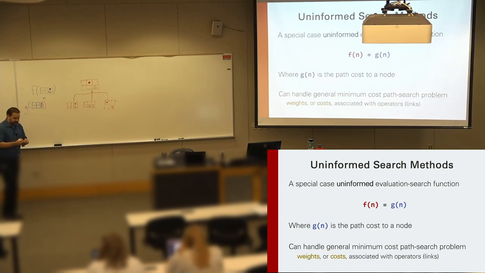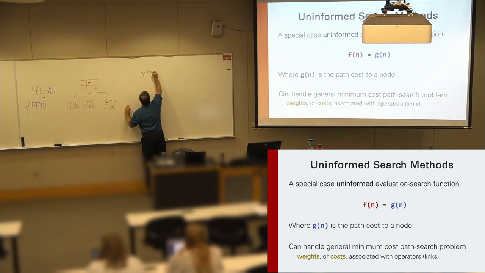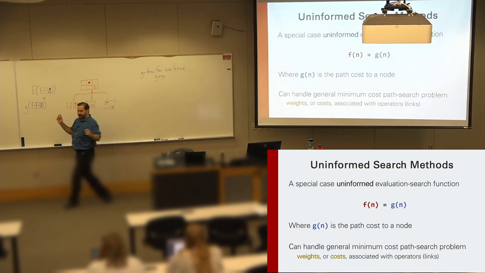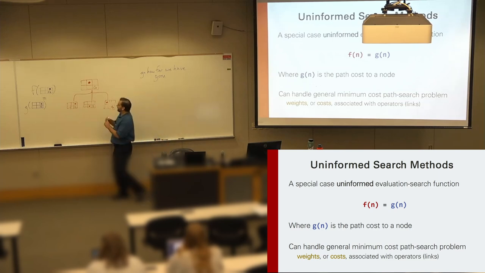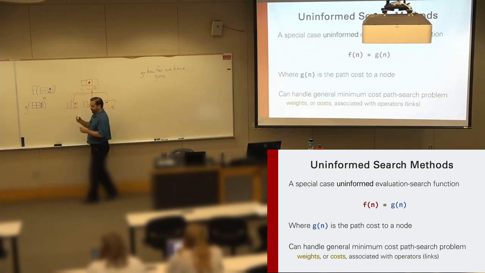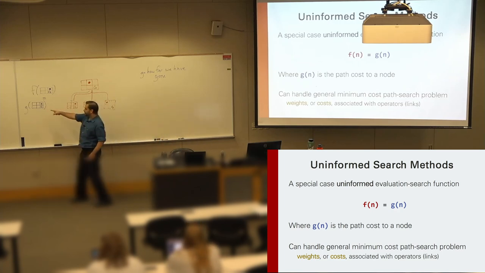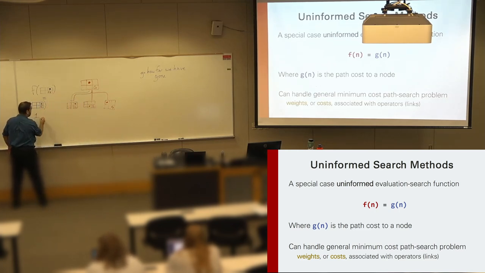Now, what is g of n? The best way I can describe it, in my opinion, g starts with how far I have gone, right? If we're looking at our search tree in this given moment, if I make this transition, I have made one step, right? So that means that this g for this configuration is a one.